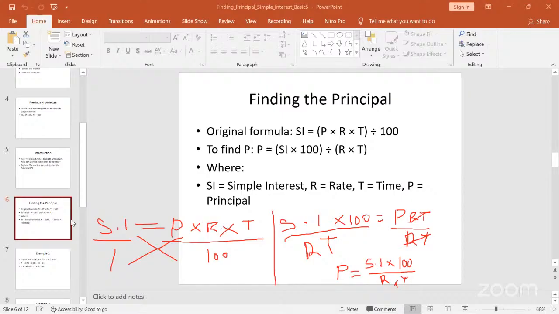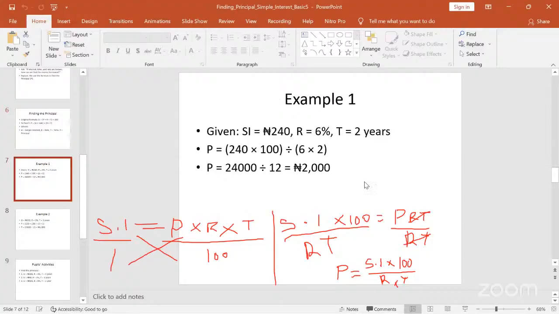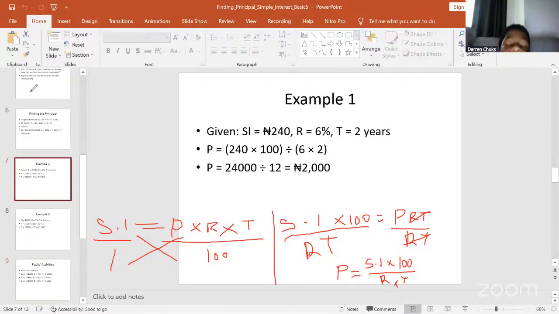So let's look at this example, example number 1. It says, given that the simple interest is equal to 240 naira, your rate is 6 percent, and your time is 2 years, find the principal. How do we find the principal?